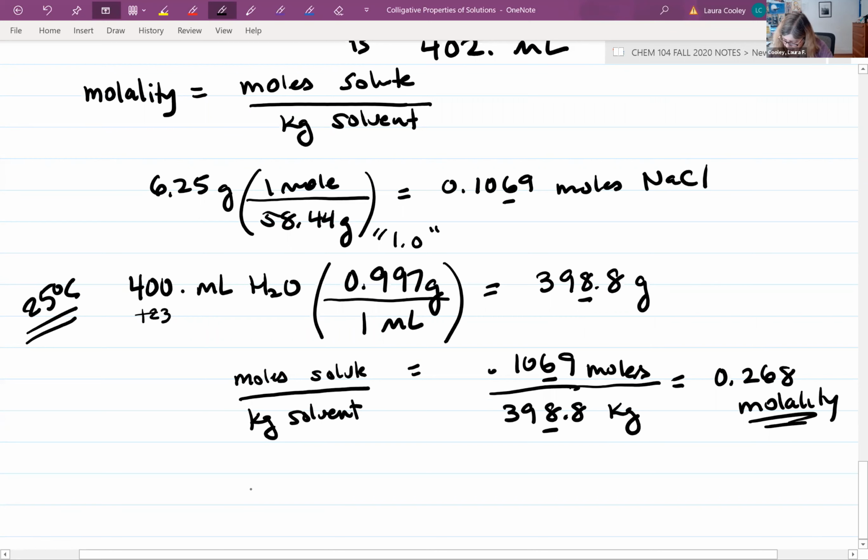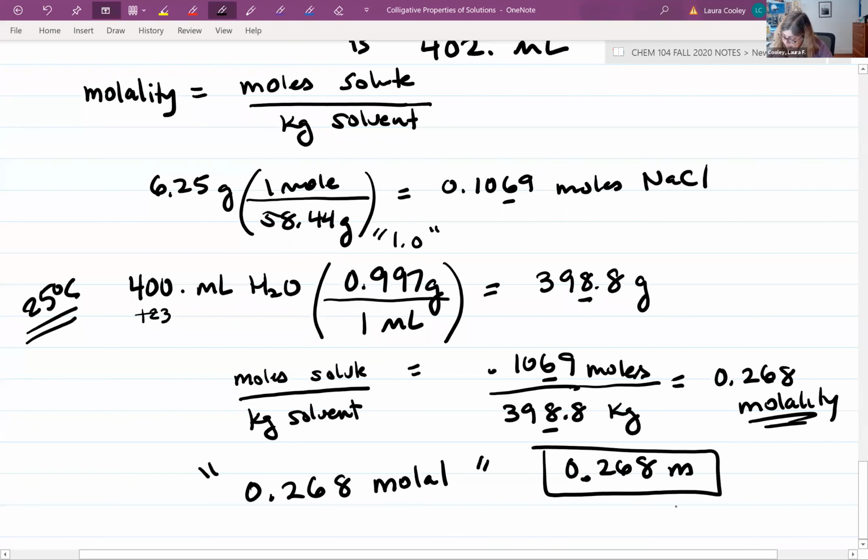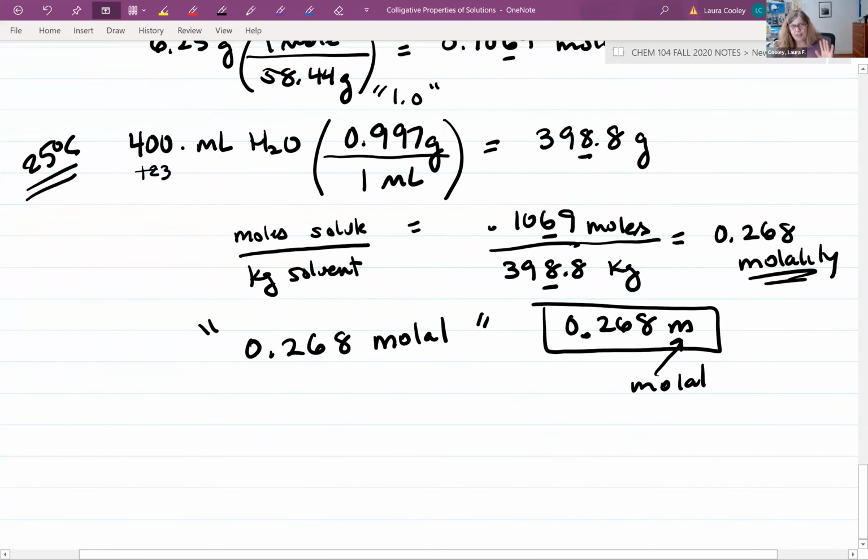So we call that 0.268 molal. That's the way we would say it. And we would write it as 0.268 with a little m. So that little m means molal. Don't confuse it with mass, but this answer should not be a mass, so that shouldn't be a confusion. Okay, so that's the molality.